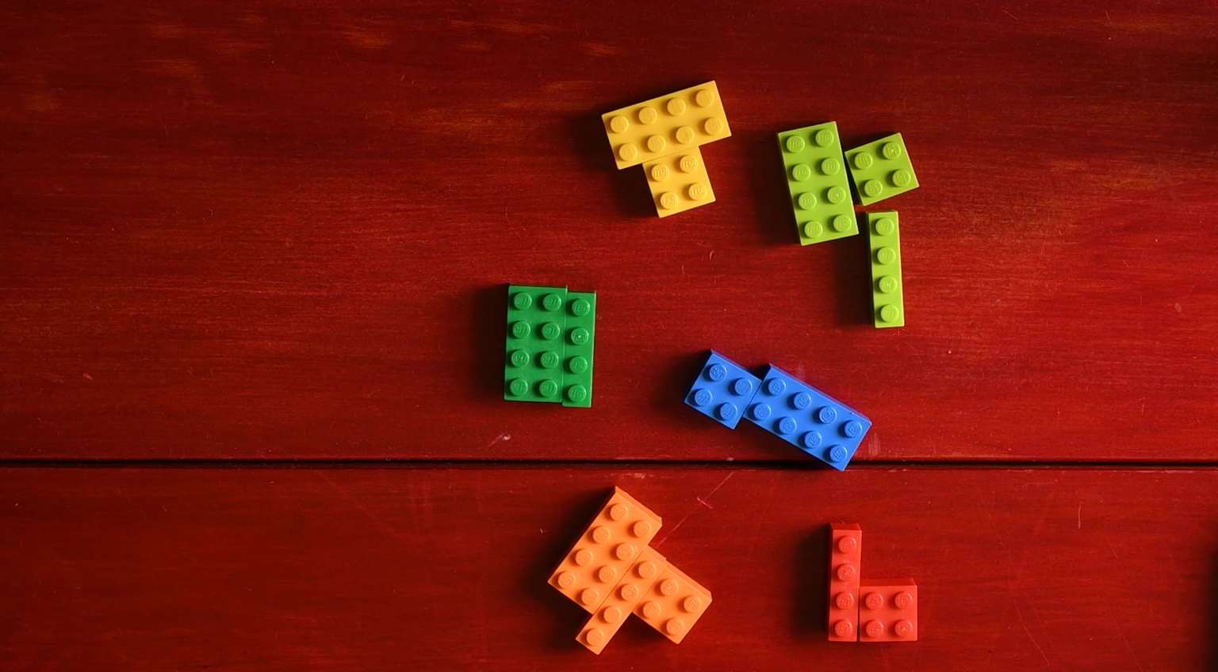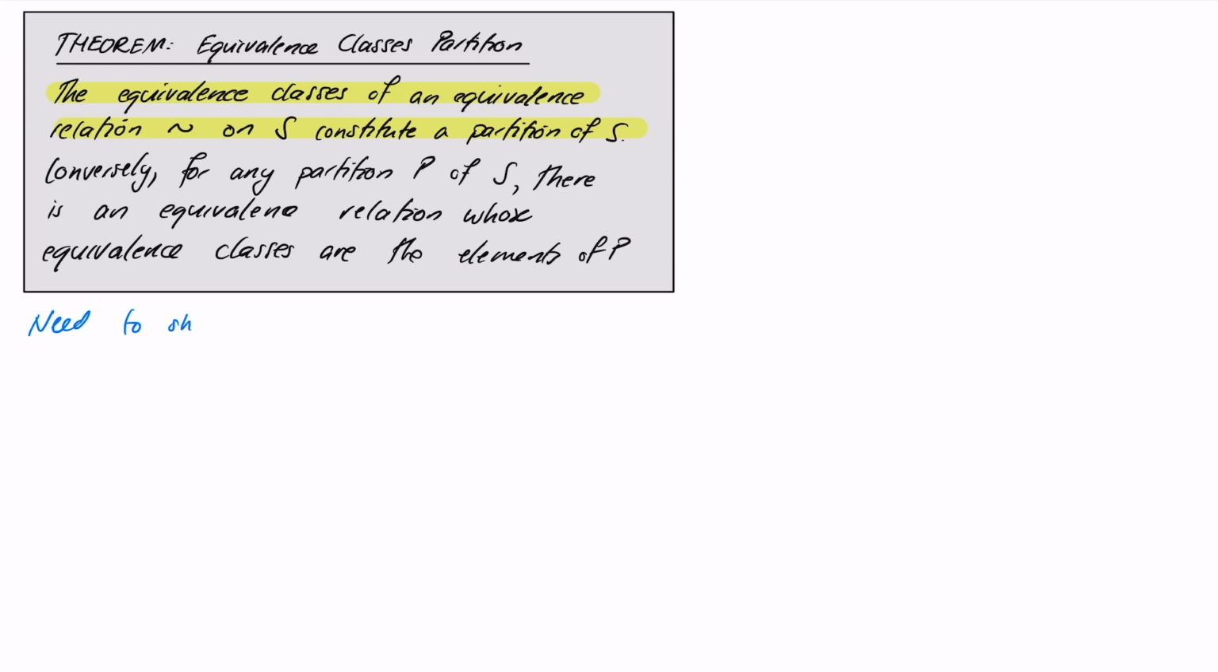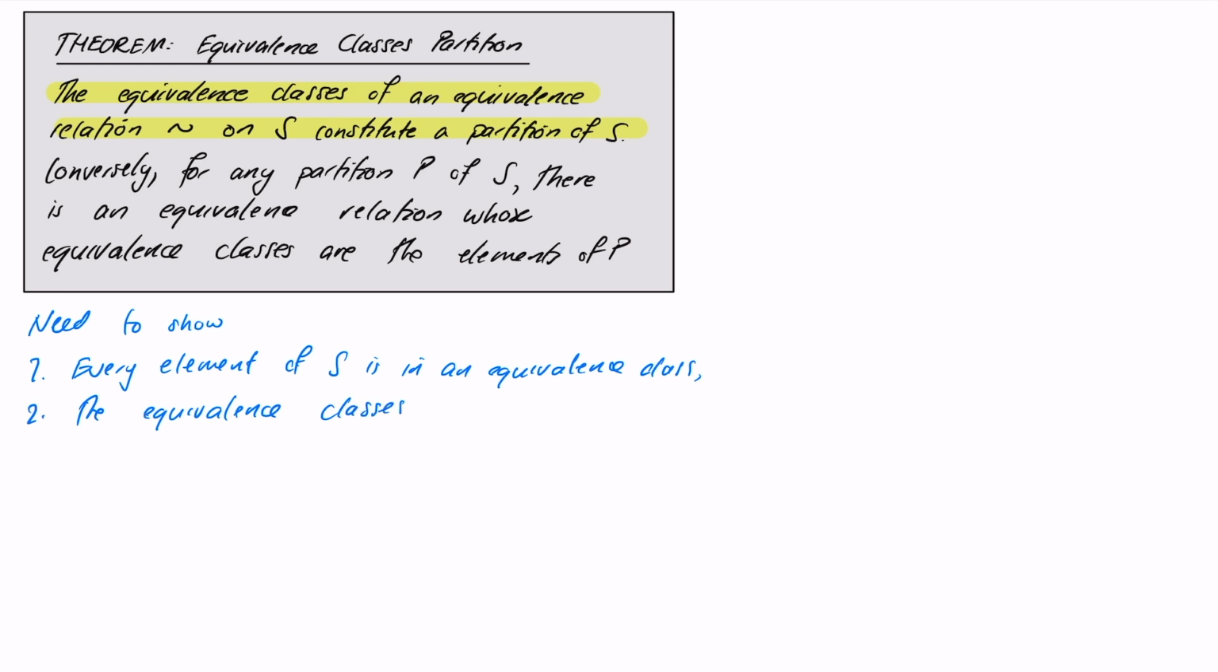So if we were to break this down even further, we need to show number one, every element is in an equivalence class. And number two, that they don't overlap. Those two things put together will give us the partition. Okay, so let's start with number one.